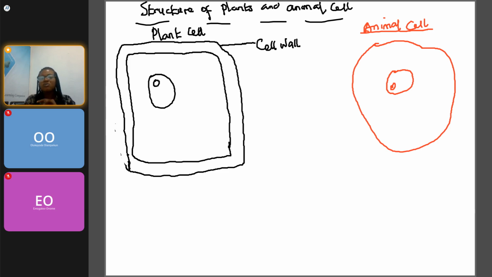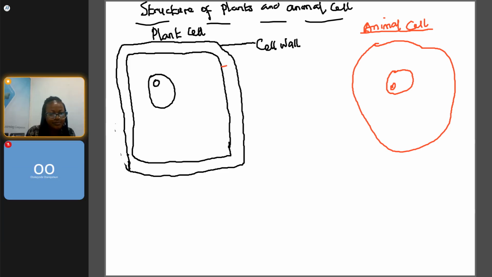So the animal cell does not have cell wall. Okay, so what we are doing here, you should be able to know the difference between plant cell and animal cell, at the same time know the functions of each of the components, and at the same time know the structure of each of the components. That is why I am trying to do it one after the other so that you can understand. Okay, so this is the cell wall. And then the second line here, this is the cell membrane.